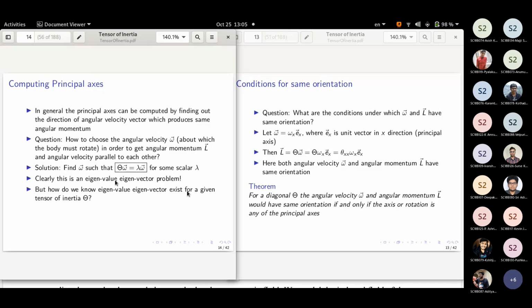One of the difficulty now is how do we know eigenvalue and eigenvector exist for a given tensor of inertia. So I will give you one example. So if you are given a matrix, can you always find all eigenvalues and all eigenvectors? Eigenvalues, yes, probably we will say factorization. Can you always find eigenvectors? Actually, it's a loaded question. It has to be properly qualified, but whatever you think, is it always possible to find eigenvectors for a given matrix?